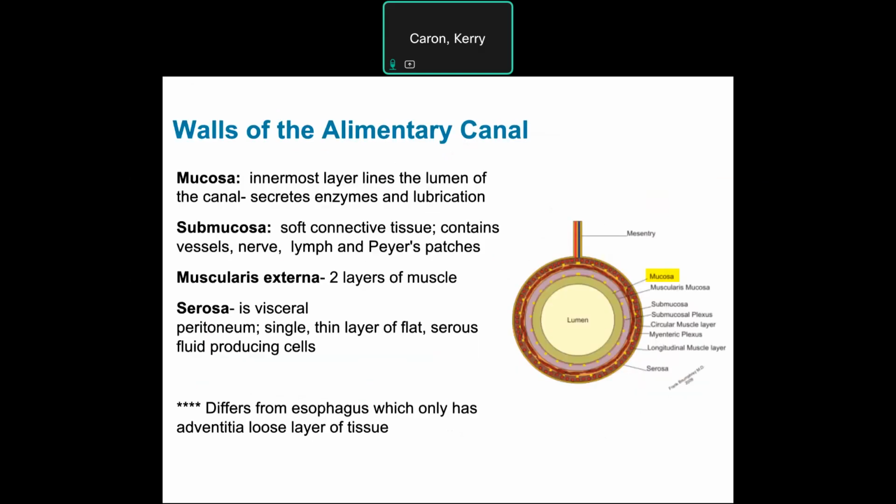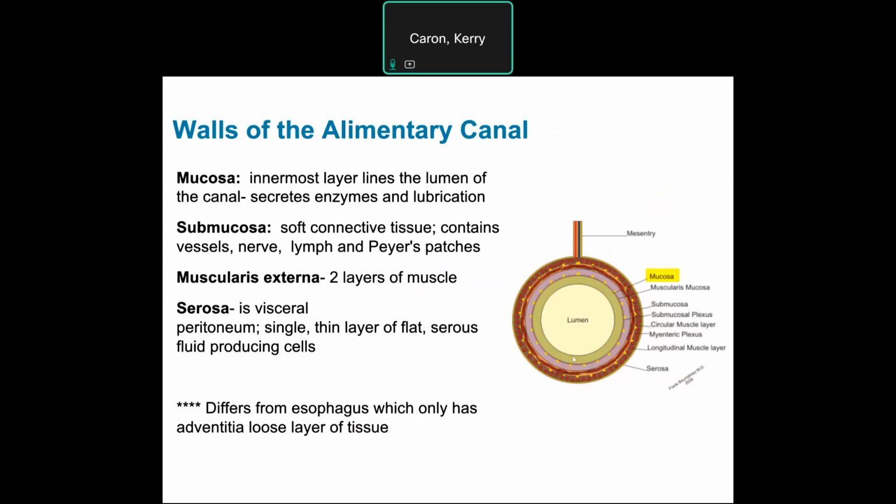Okay, the walls of the alimentary canal. Okay. So the mucosa is the innermost. We want the mucosa. We want mucus. Okay. This is the lumen, the opening. Then the next layer is the mucosa. That's the innermost layer of the lumen of the canal. And that secretes enzymes and mucosal lubrication. We want some mucus to help things slide down.